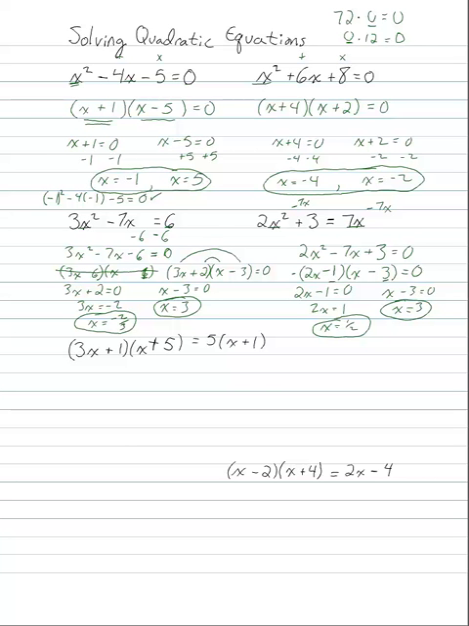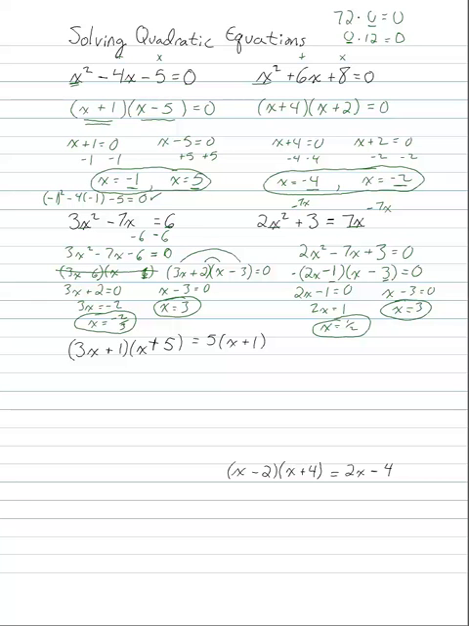And you might notice a theme by now. The first one, we had the answers being plus 1 and minus 5, so we just kind of changed the signs. Second one, we had plus 4 and plus 2 was the factor, so we changed the signs in the answer.